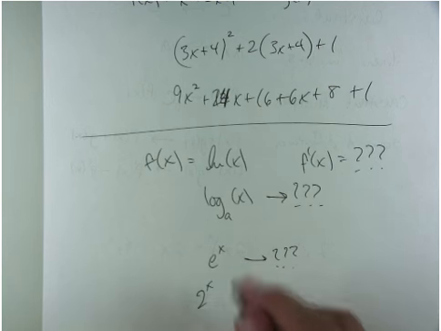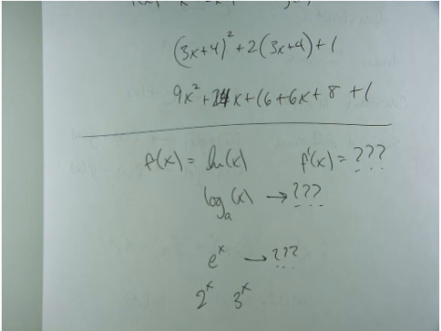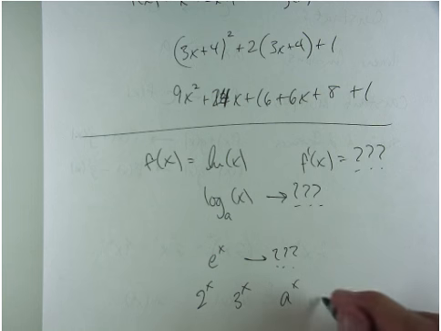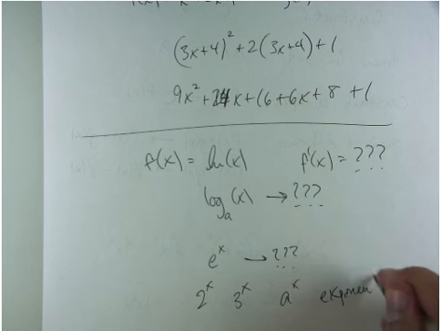Things like 2 to the x or 3 to the x. Any number to the x, I'm not really sure about its derivative. These are called exponential functions.